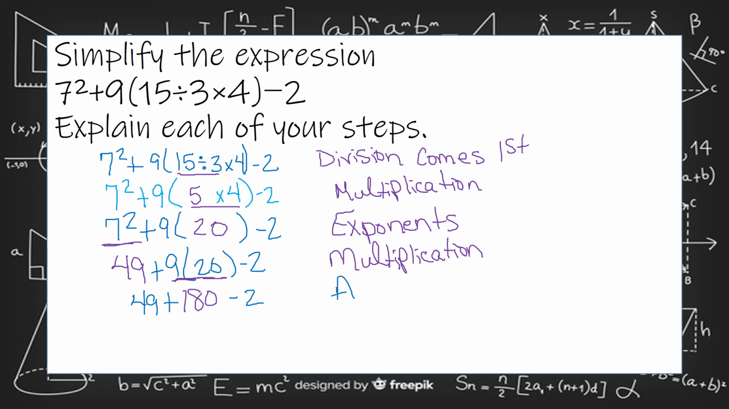So now I'm just going to do addition. 49 plus 180 would be 229. And then last, we're going to subtract. 229 minus 2 is 227.